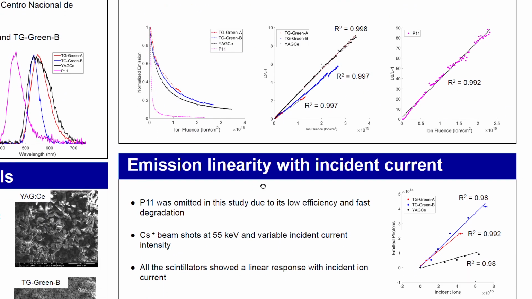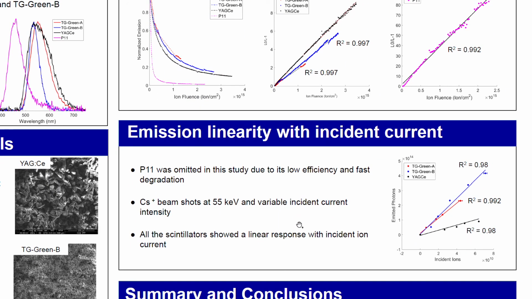Finally, the last characteristic that we have measured is the emission linearity with incident current. When we increase the number of incident ions that irradiate the scintillators, there is also an increase of the emitted photons, and this increase is linear. As we can see, a linear fit is very suitable.